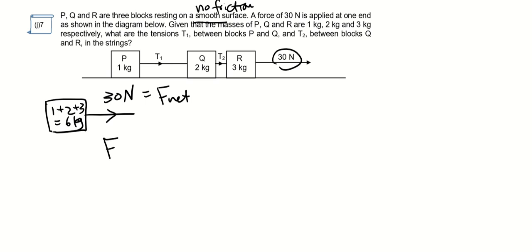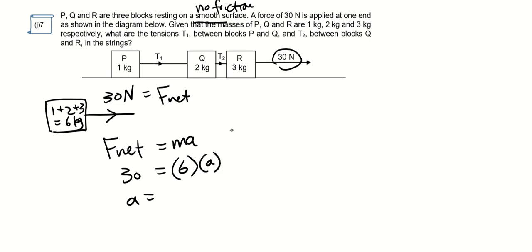Then we apply the formula F net equals to MA. Since our F net is 30 Newton, there's no friction, only a pulling force of 30 Newton, and the combined mass is 6 kg, we can find the acceleration of 5 meter per second square. That means P, Q, and R will all be experiencing this acceleration of 5 meter per second square, right?